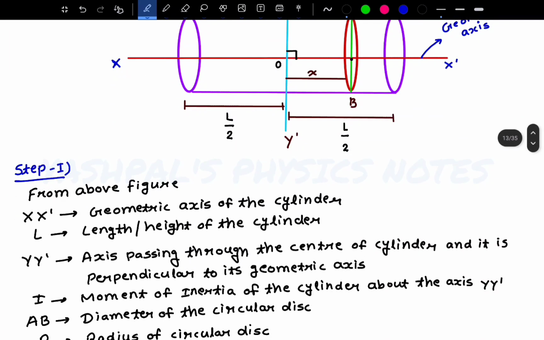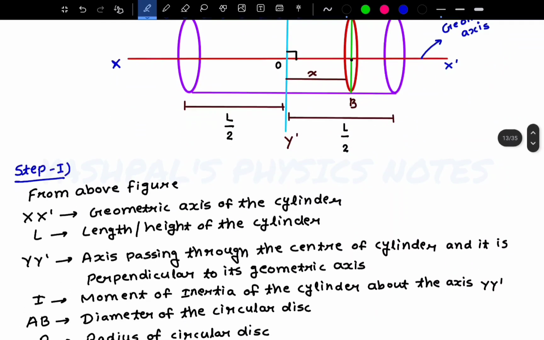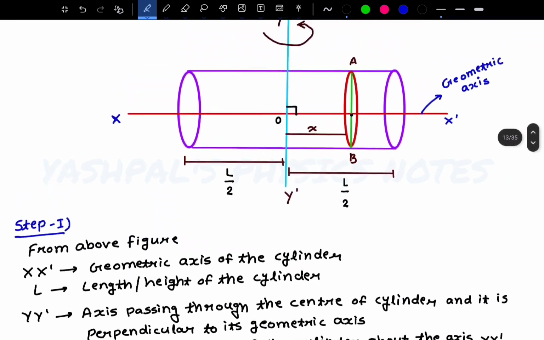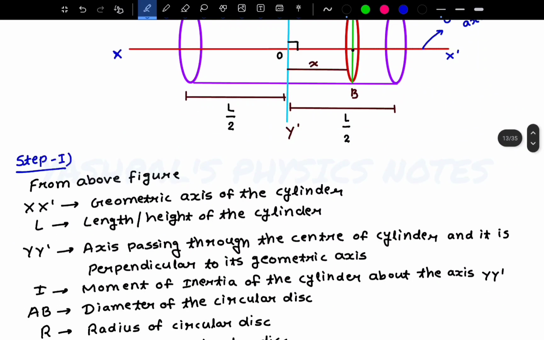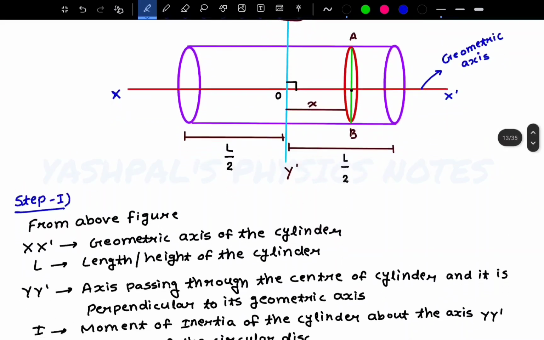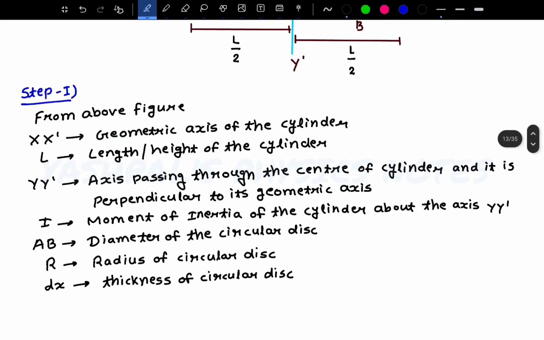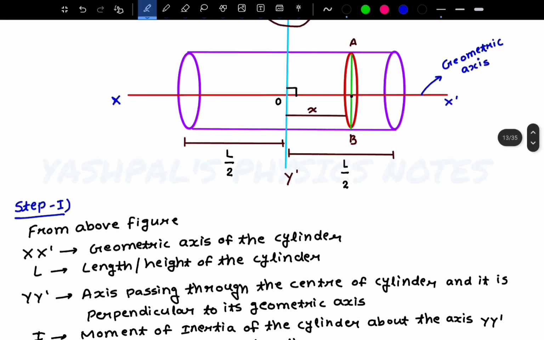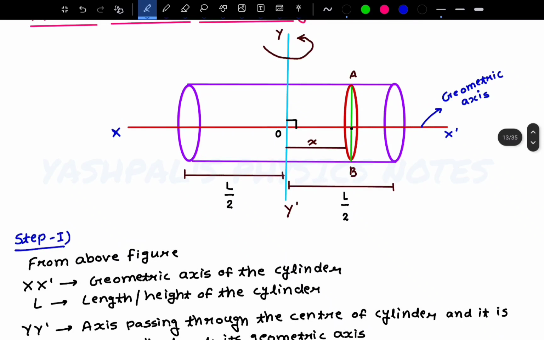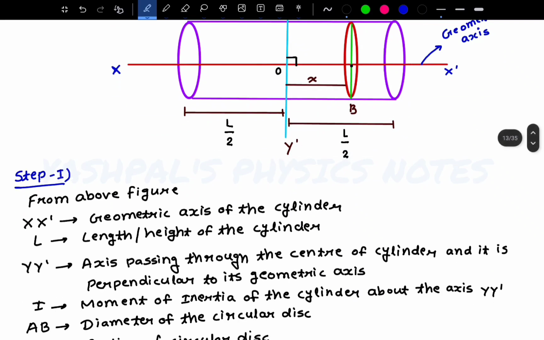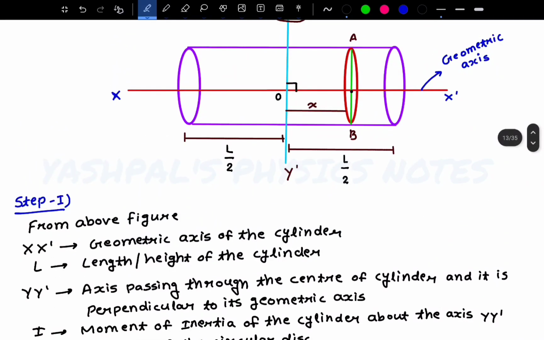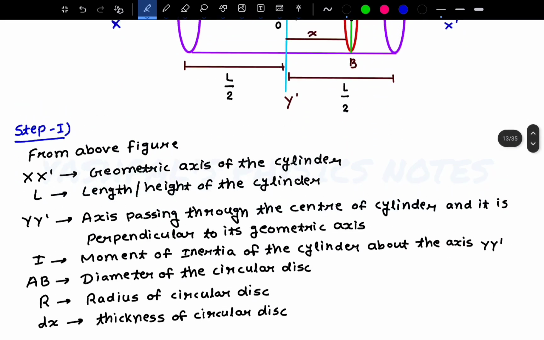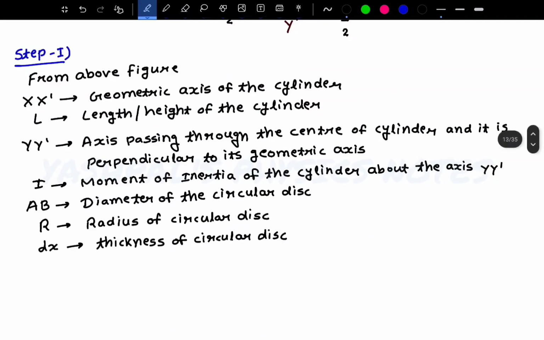Y dash, as I told you, is nothing but the axis passing through center of cylinder and it is perpendicular to its geometric axis. Next, we have considered capital I as the moment of inertia of cylinder about the axis y dash, which we are going to derive in next steps. We have considered AB is the diameter of circular disc, and this solid cylinder is made up of such n number of circular discs. Then capital R is the radius of this circular disc, which I have shown with red color, and dx is the thickness of this circular disc.